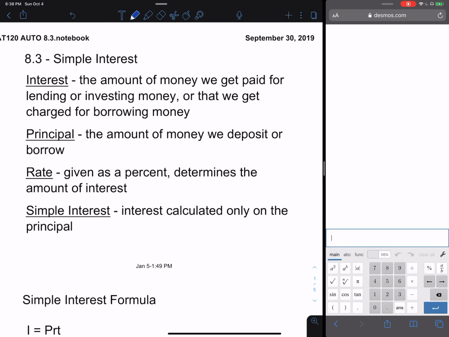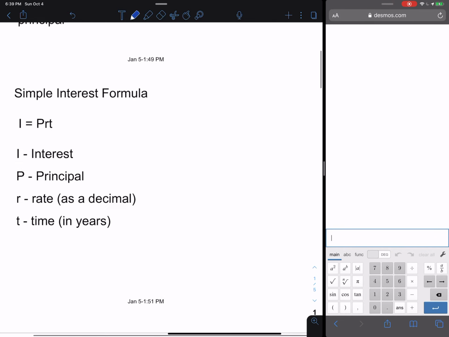Now let's talk about simple interest. Interest is the amount of money we get paid for lending or investing money, or that we get charged for borrowing money. Principal is the amount of money we deposit or borrow. The rate is given as a percent in the problem and determines the amount of interest. And simple interest is interest that's calculated only on the principal.